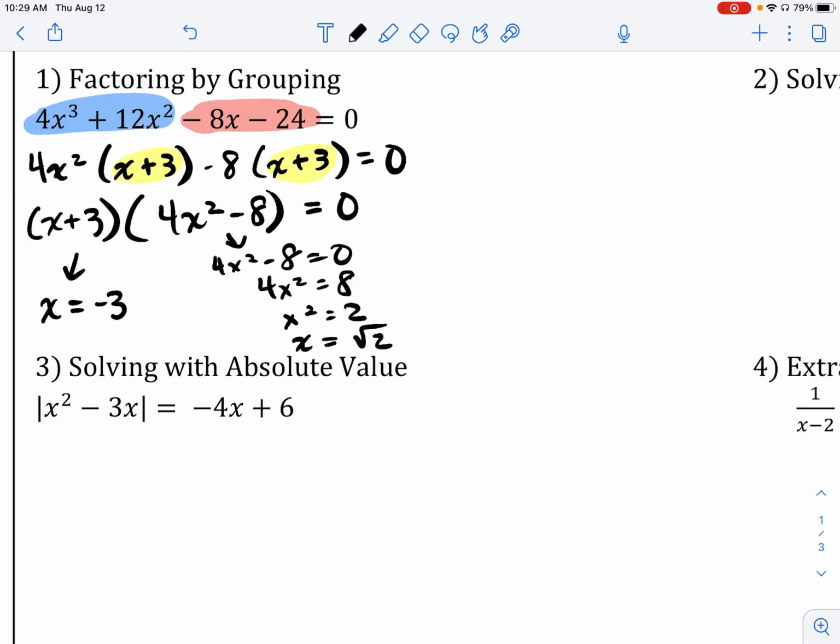Now, you might be a little alarmed here. You might be thinking, Mr. No, what about the plus or minus root 2? And I would say you're absolutely right. We do need that plus or minus. But I would challenge you to really think about why we need that plus or minus.